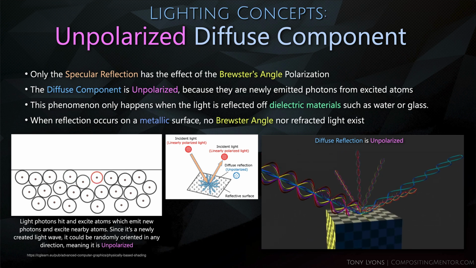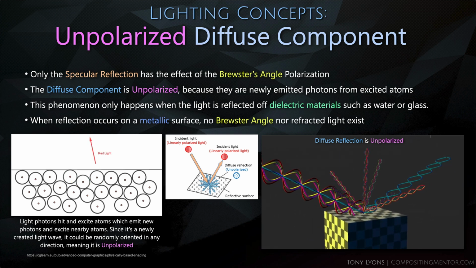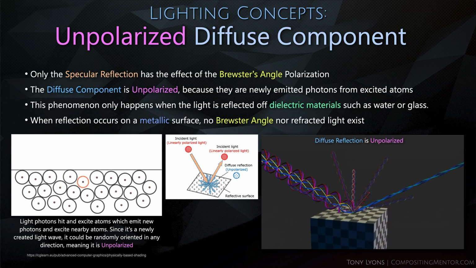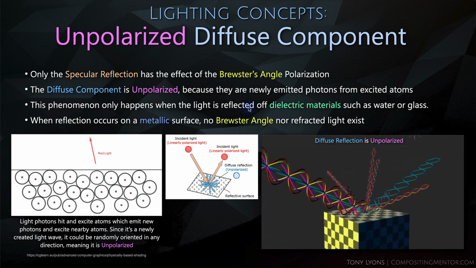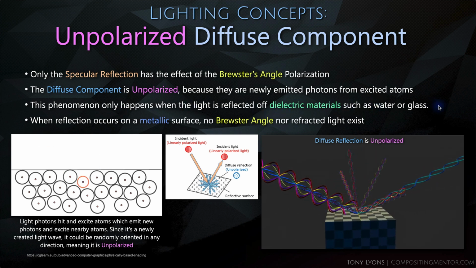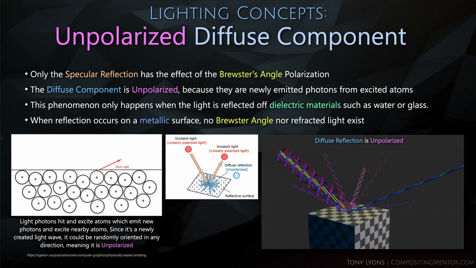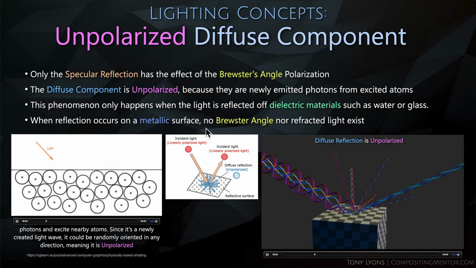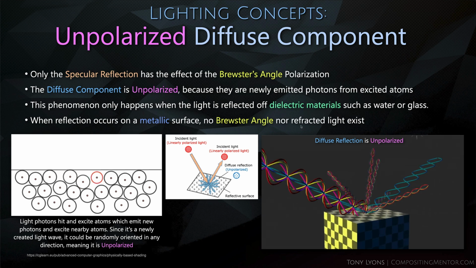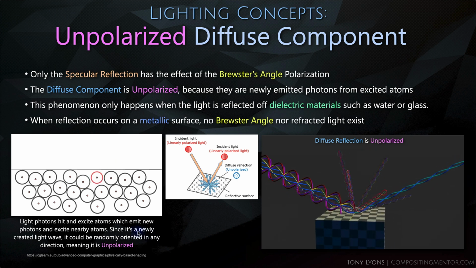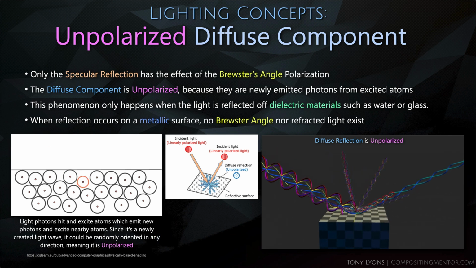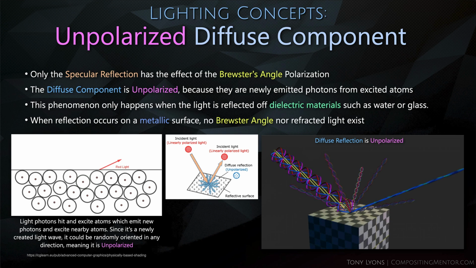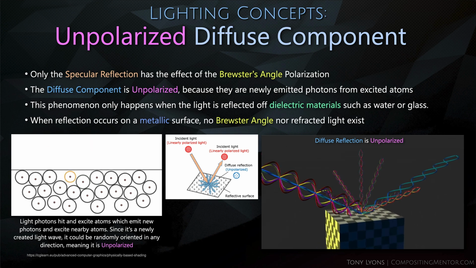So because they are newly emitted photons from these excited atoms, they are then unpolarized because they could be oriented in any direction. This phenomenon only happens when light is reflected off of dielectric materials such as water or glass and not metals. When reflection occurs on a metallic surface, no Brewster angle nor refracted light exists. So just a reminder in this little video here, light photons hit and excite atoms which emit new photons and excite nearby atoms. Since it's a newly created light wave, it could be randomly oriented in any direction, meaning it is unpolarized.